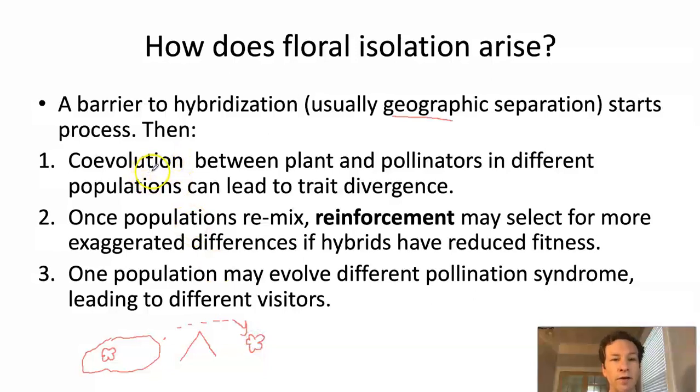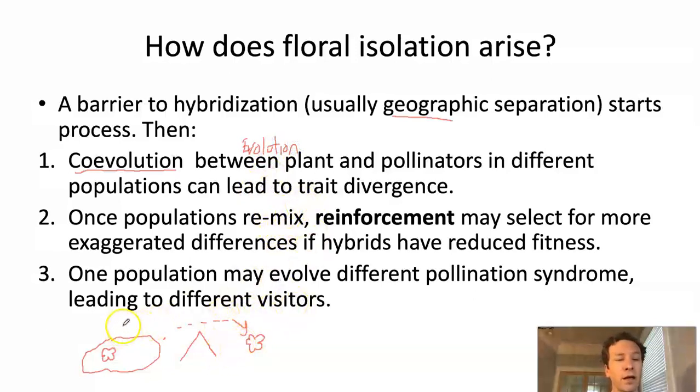Once we have that geographic separation, the next step is for there to be either evolution or coevolution between the plants and pollinators in different areas. So coevolution specifically means that traits of both the plants and pollinators are undergoing selection. Alternatively, we could simply have evolution without the co, which means that the plants are responding to the pollinators in the two areas without the pollinators themselves changing.